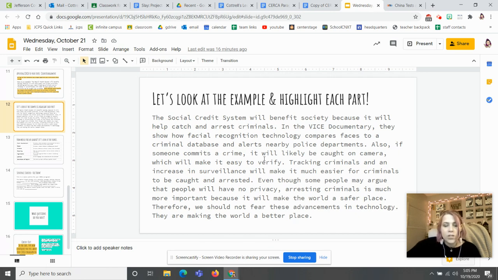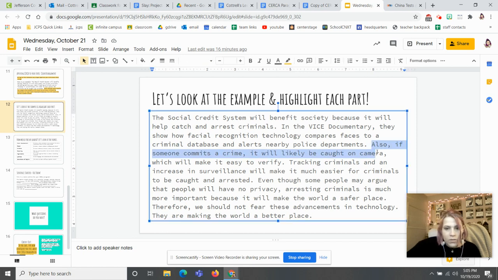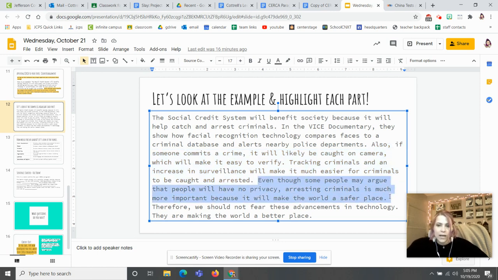I'm not going to do this here, but we already know that the claim is the first sentence, evidence is the second sentence. This one is the reasoning. I actually used 2 different sentences for the reasoning. You are welcome to do that as well, or you can just stick with one. This is the counter argument, and then this is the concluding sentence. I actually did have one there, but it's okay.